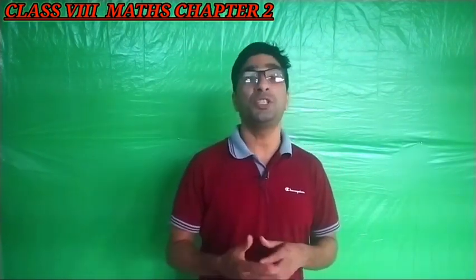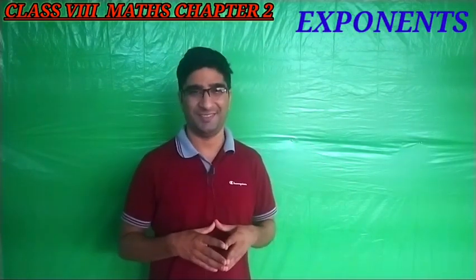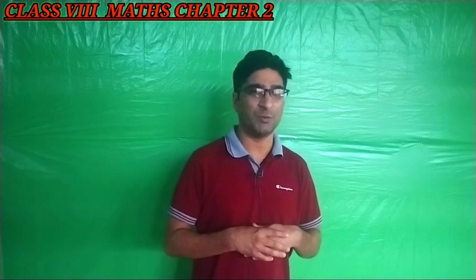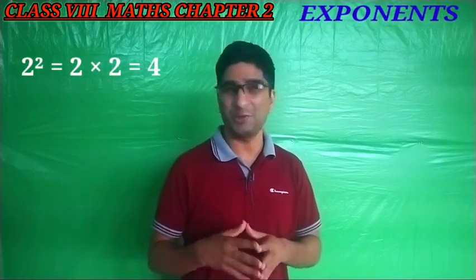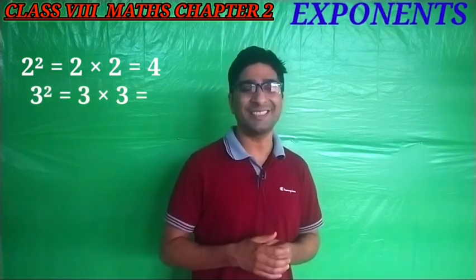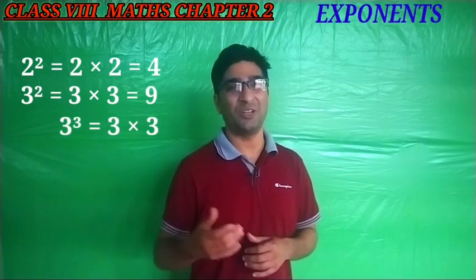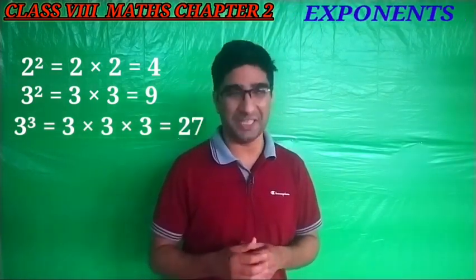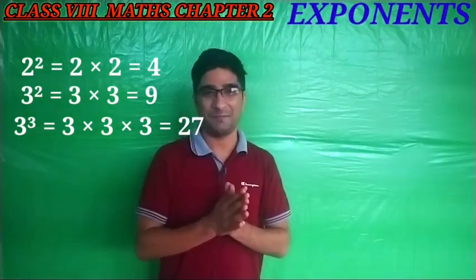Today I am going to teach you the second chapter of mathematics, that is exponent. You have some idea about exponents. Let's check. 2 square equal to 2 into 2, that is 4. 3 square equal to 3 into 3, that is 9. Okay, 3 cube equal to 3 into 3 into 3, that is 27. So you have some idea about exponents.